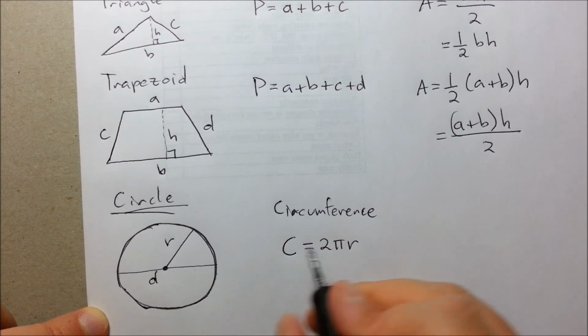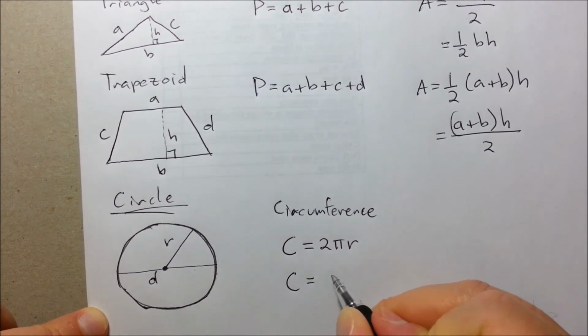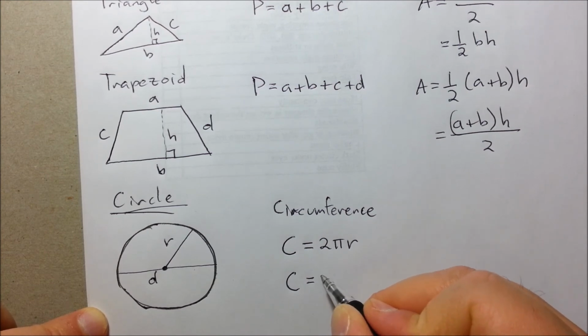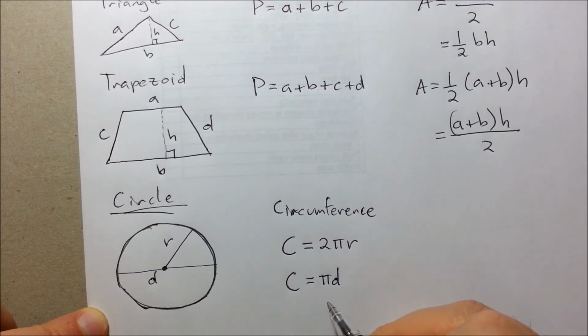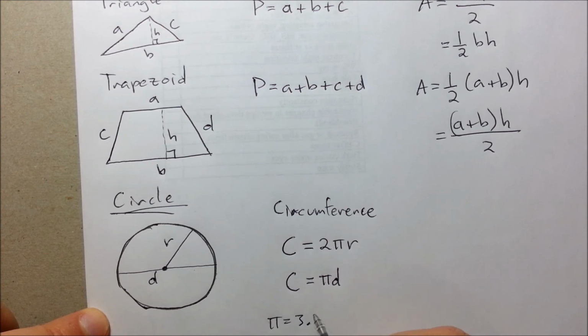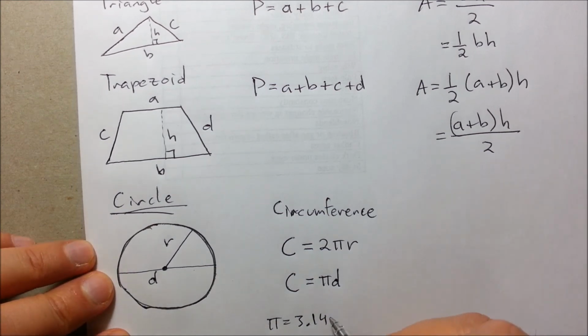Or you could also write it as, if you multiply the radius times 2, that gives you the diameter. So you have pi times the diameter, right? And of course, just remember, pi is equal to 3.14, and I think it's 1, 5 afterwards. Let me just double check. Yeah, 1, 5, right? So 3.1415. The more decimals you use, the more accurate it's going to be, right?